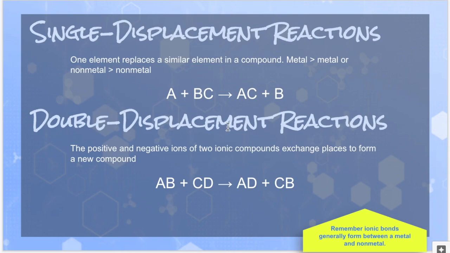In double displacement reactions, the positive and negative ions of 2 ionic compounds exchange places to form new compounds. So we had A bonded with B and C bonded with D, but when they break apart and rearrange, now I have A bonded with D and C bonded with B. Remember, ionic bonds generally form between metals and nonmetals. So we'll have our metal, nonmetal, metal, nonmetal, and then they rearrange to have metal, nonmetal, metal, nonmetal.